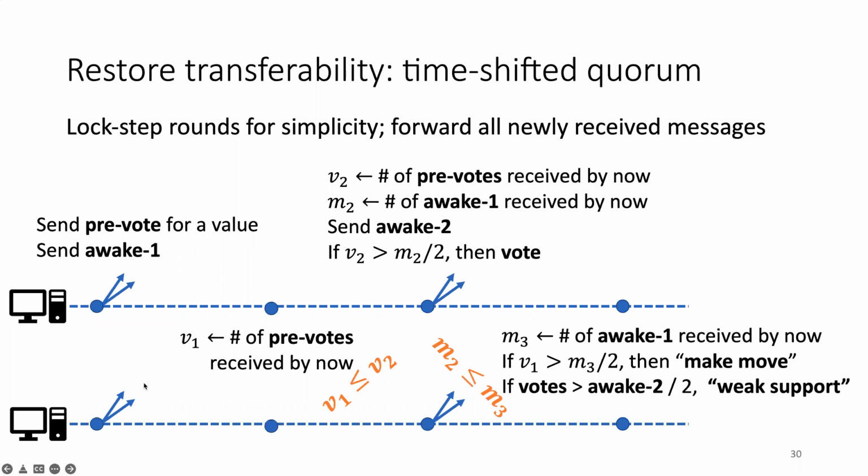What does that mean? Votes greater than? If the number of votes is greater than the number of awake 2 I received by this point, that means there's weak support for the move. Yes, yes. So you can only make a move if you are awake at the second point, second move on. Right, yeah. It would probably require something even slightly stronger than that. You can only make a move if you stayed awake during this whole time.